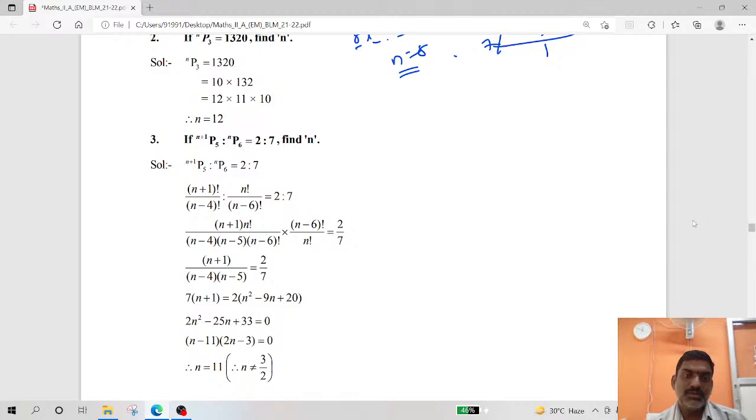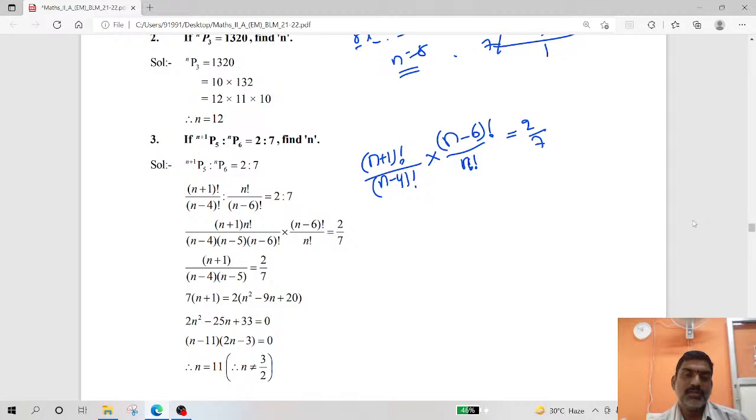What is n plus 1 P5? n plus 1 factorial whole divided by n plus 1 minus 5 factorial. That means n plus 1 minus 5 is n minus 4 factorial. This is a ratio actually. So ratio means the numerator will become the denominator. What is the numerator? N factorial. Numerator is n factorial and the denominator is n minus 6 factorial, which is equal to 2 divided by 7.